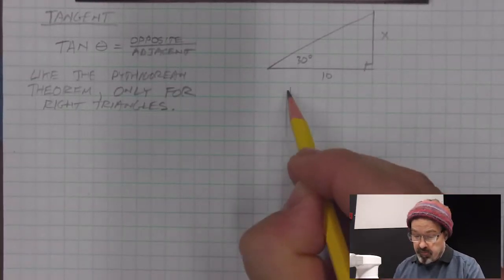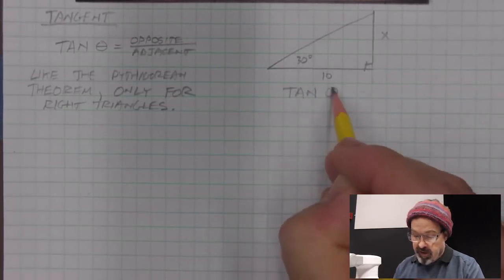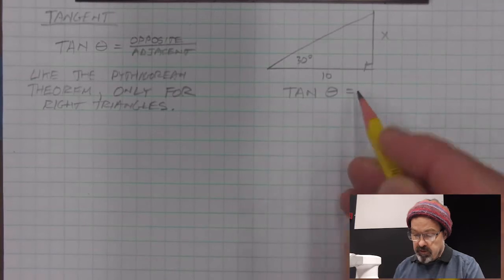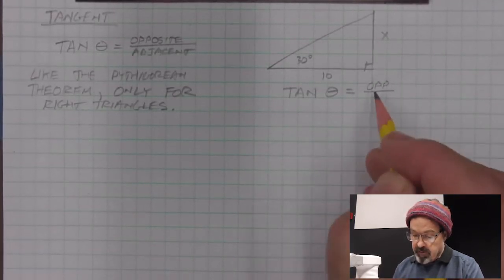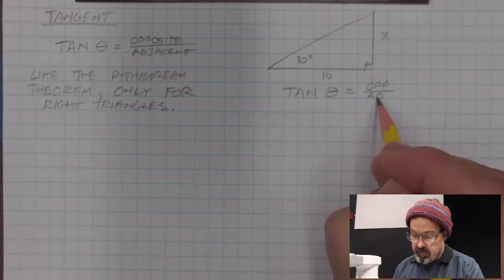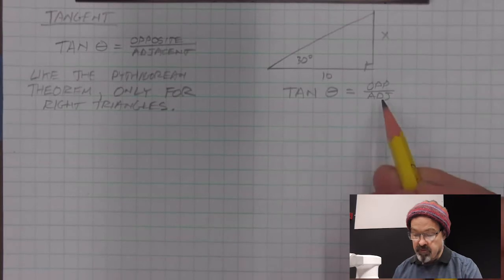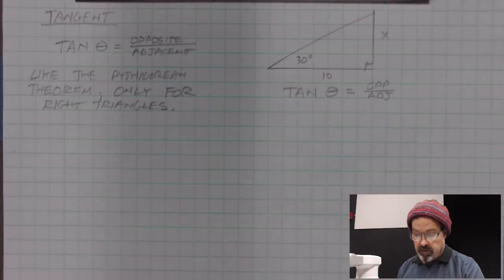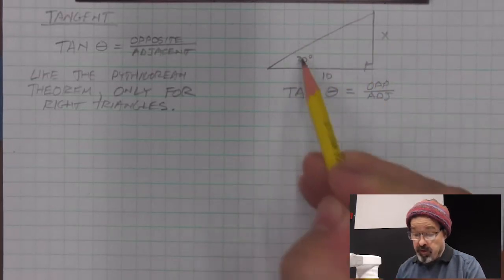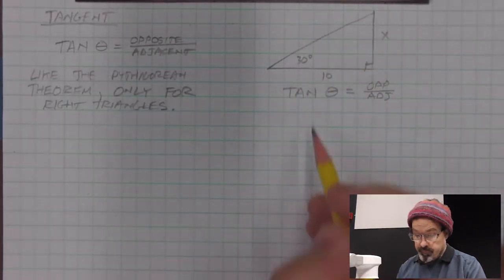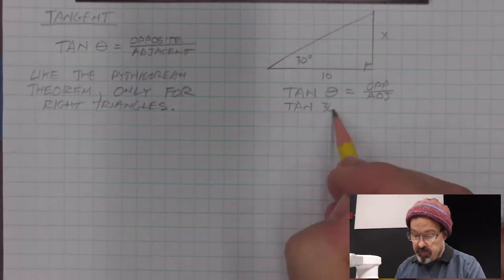We start with the mathematical relationship. The tangent of an angle in a right triangle is equal to the side opposite divided by the side adjacent to the angle. And I've abbreviated opposite and adjacent here. Now we're going to fill in this equation with what we know of our right triangle. We're going to take the tangent of this 30-degree angle.